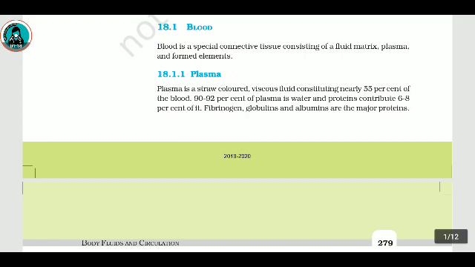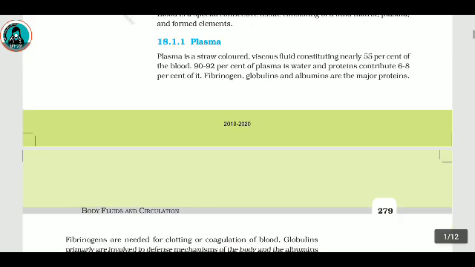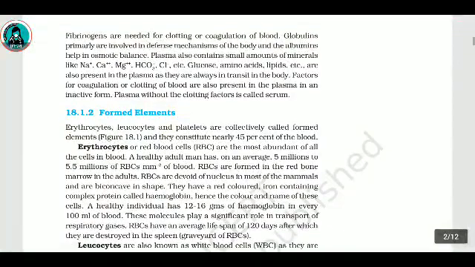90 to 92% of the plasma is water, and proteins contribute 6 to 8% of it. Fibrinogen, globulins, and albumins are the major proteins. Fibrinogens are needed for clotting or coagulation of blood. Globulins primarily are involved in the defense mechanism of the body, and the albumins help in osmotic balance.